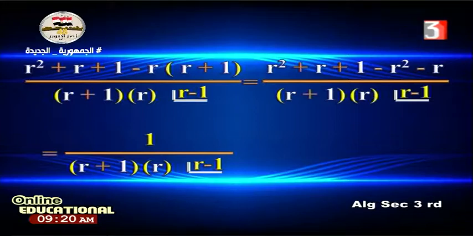Remember, my dear student, look at the denominator. The bracket contains r plus 1 times r times factorial r minus 1. This is factorial r plus 1. This is called factorial r plus 1. Therefore, the left-hand side equals 1 over factorial r plus 1.